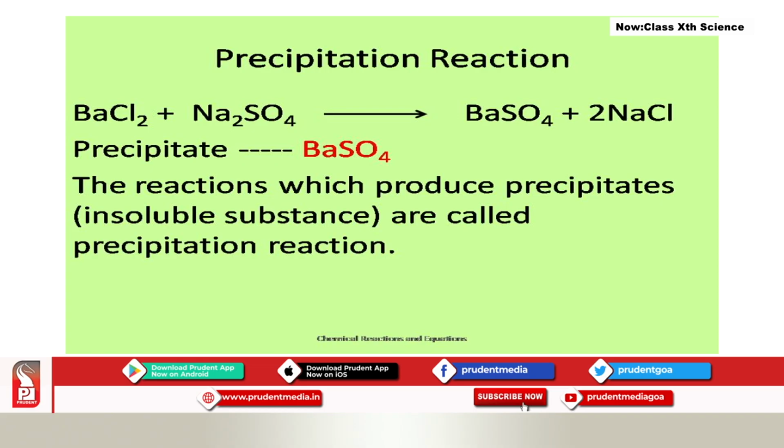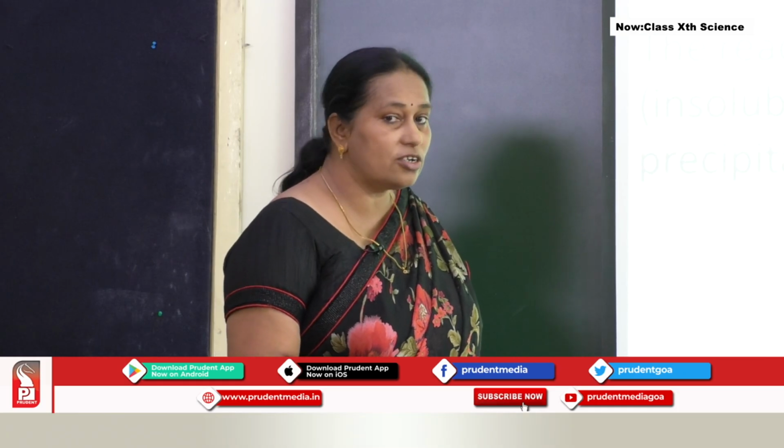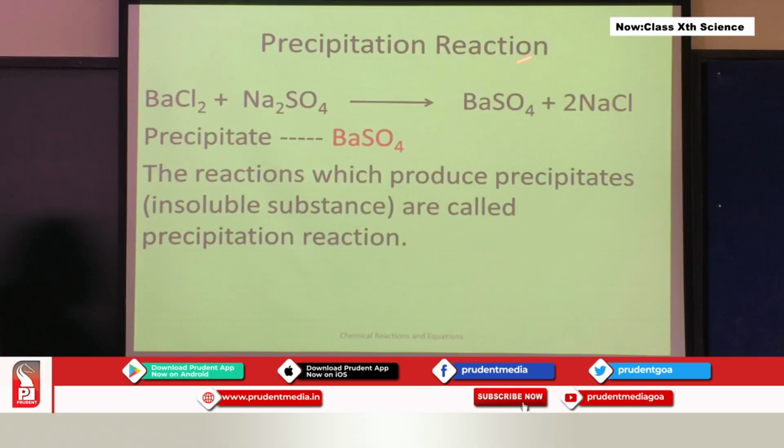Here it is an example of precipitation reaction. It is a double displacement reaction also. It is a precipitation reaction. Why? Because here this reaction produces a precipitate. What is the precipitate formed here? Is barium sulfate. What is the meaning of precipitate? Which is a substance which is not soluble in water, insoluble substance. So, this is an example of precipitation reaction.